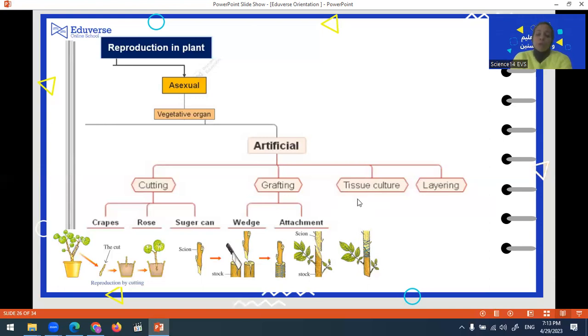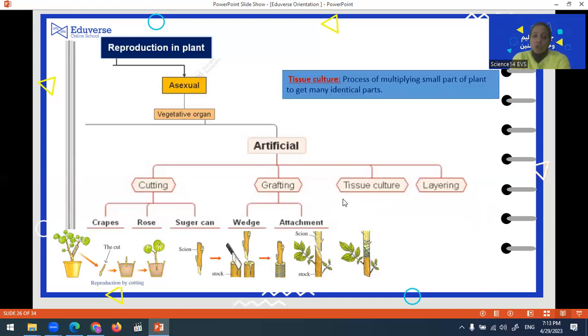And then we will talk about the tissue culture. Tissue culture is the modern way of reproduction, and it's the process of multiplying a small part. We can take only a small part of the plant to get many identical other parts. So this is a very economic and modern way that a lot of scientists use in our days. We're not going to talk about the layering. So for the artificial asexual vegetative reproduction, we talked about cutting, grafting, and tissue culture only.